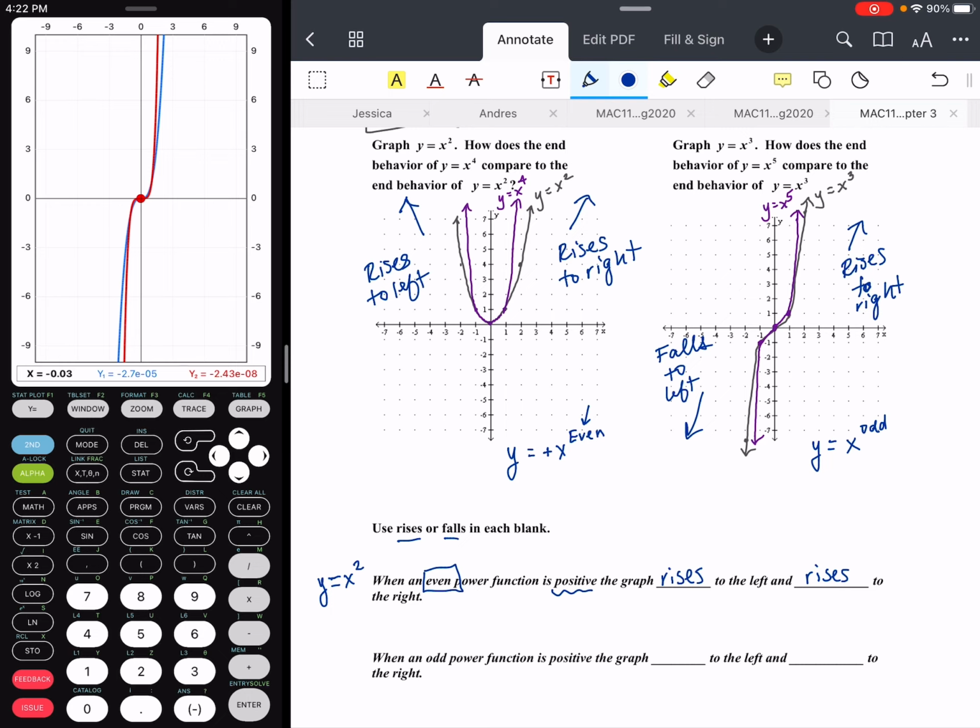When an odd power function, meaning the exponent is odd, is positive, so positive coefficient, the graph falls to the left and rises to the right. So when I see an odd power function that's positive, I think of the end behavior of y equals x cubed, and that's how I picture my end behavior.